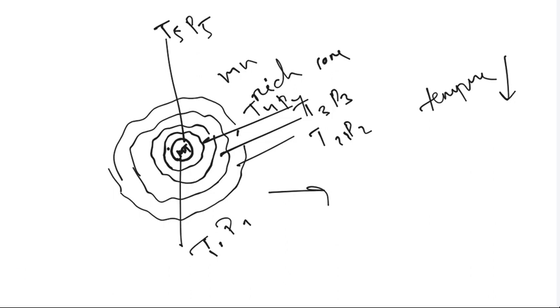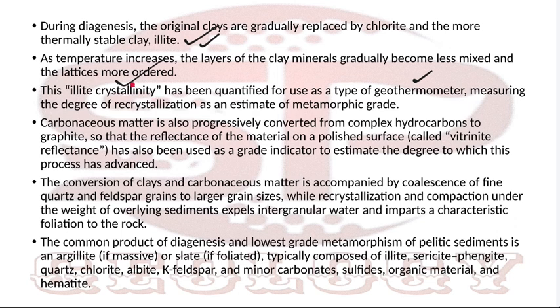Pelitic. Now, illite crystallinity is a good geothermometer. That means as temperature increases, illite crystallinity also increases. Like in vitrinite reflectance.